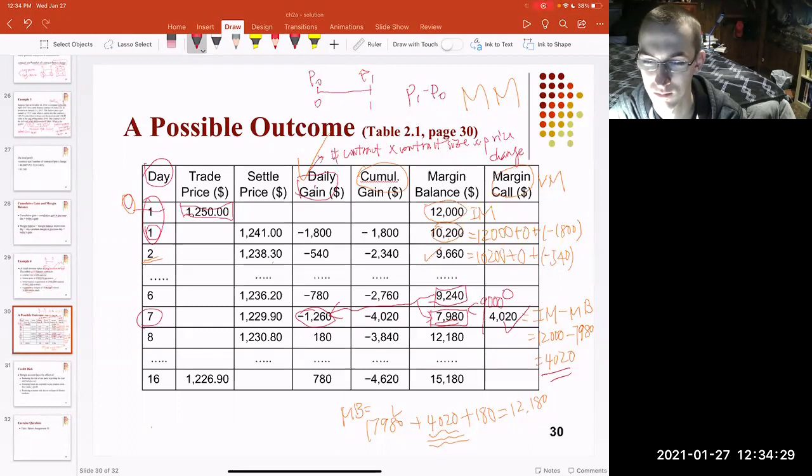Give me 1 second. You said day 8, right? Yes, from day 8 to day 16. I was just wondering how the margin balance increased when the cumulative gains decreased. Can you say it again? Sorry. Yes. So you asked about the margin balance, right? Yes, for day 16, the margin balance is a lot higher, but the trade price is a lot lower than the settle price was from day 8 to day 16.